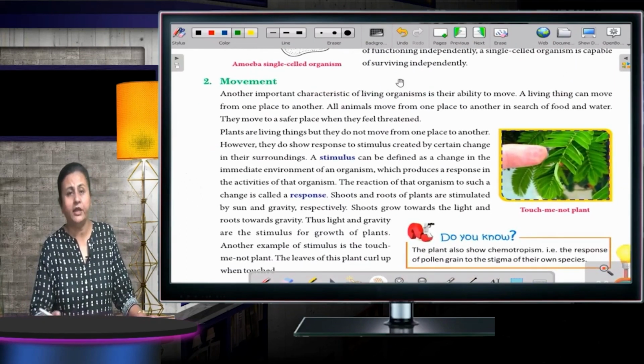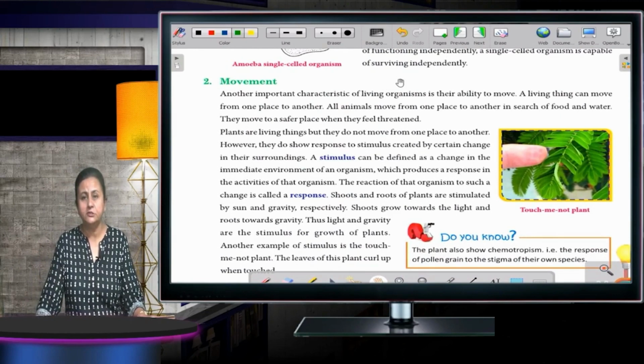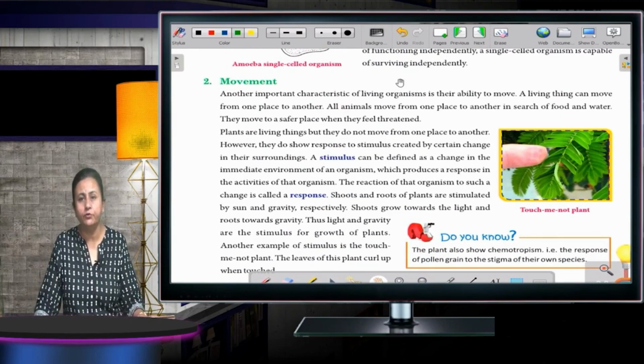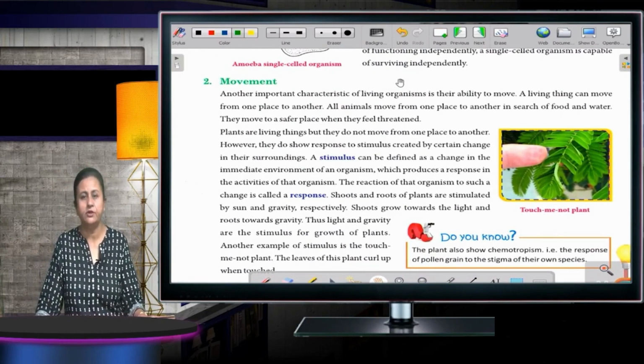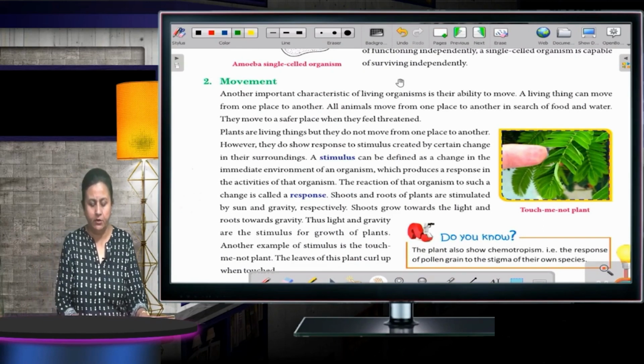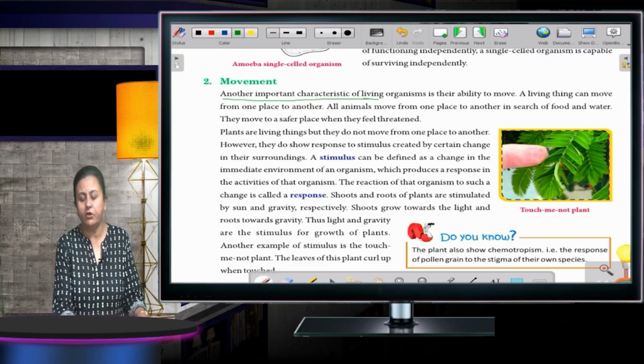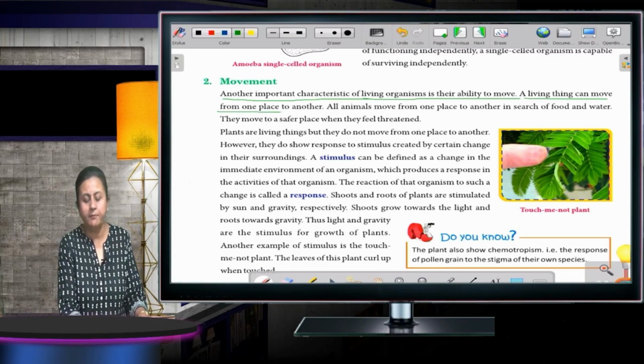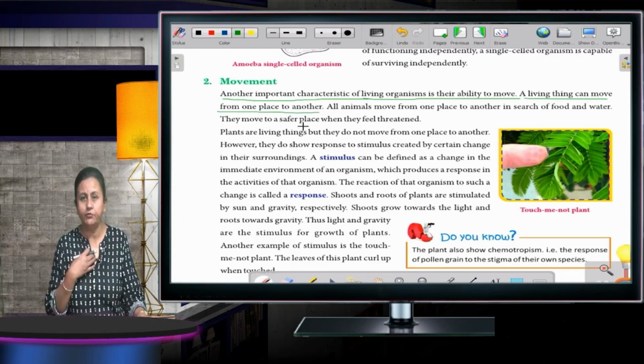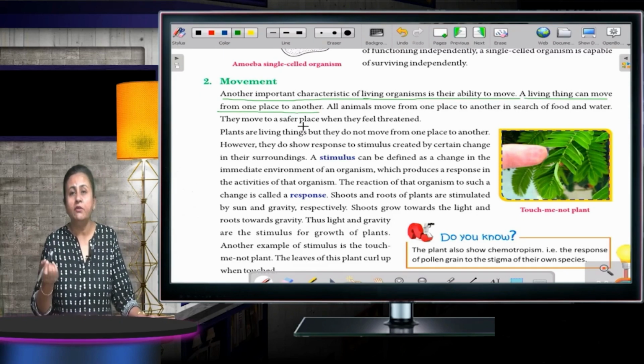Movement. Okay. All the living things move. How do they move? Why do they move? As I told you, living things move in search of food, shelter. Another important characteristic of living organisms is the ability to move. A living thing can move from one place to another. I'm living, I can move. You are living, you can move. You have a pet at home, they must be moving. But the non-living things, they cannot move.